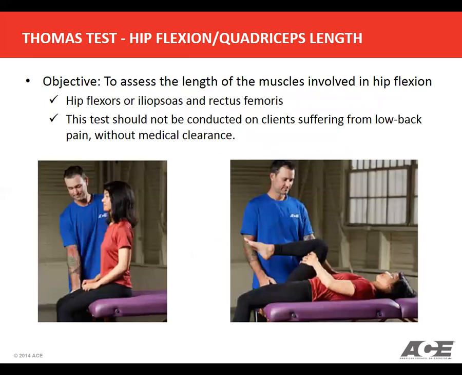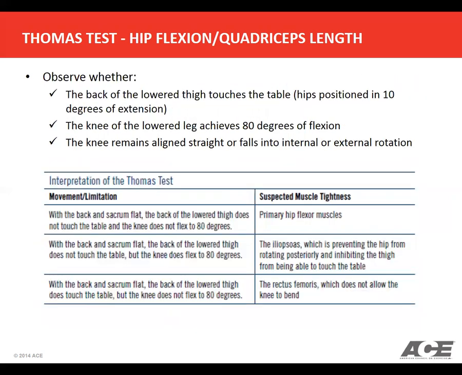Thomas test. This is a pretty common test that looks at hip flexion, quadricep length, or basically tightness is what you're looking at. So again, you're looking at whether or not somebody's got flexibility. As they pull one leg, the other leg is typically going to want to come up with it. So this girl right here is doing well. She's kept her other leg down on the table while she pulls up.